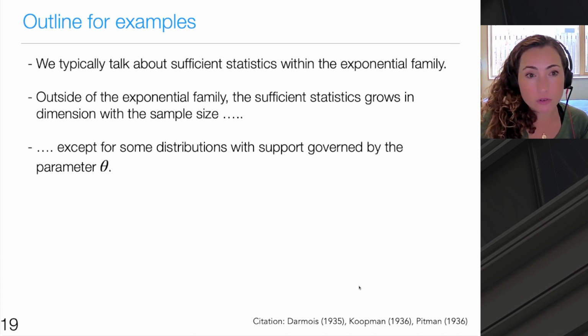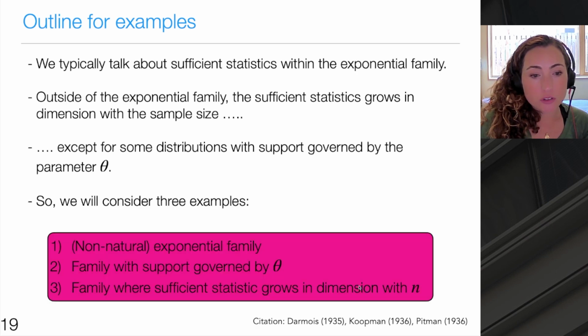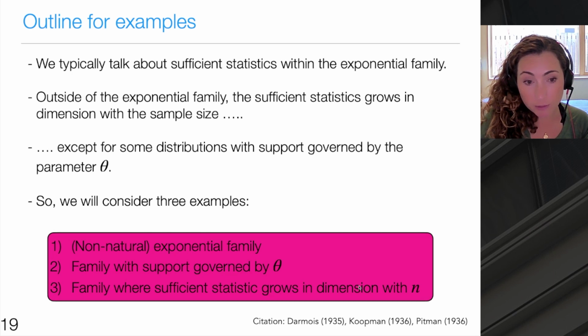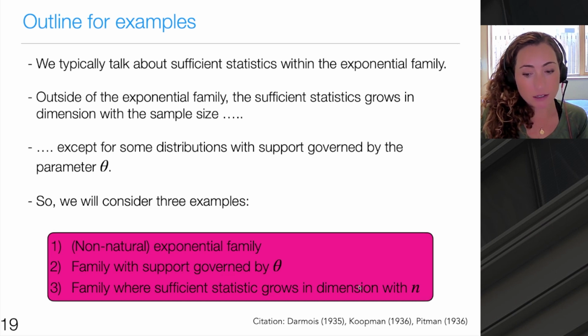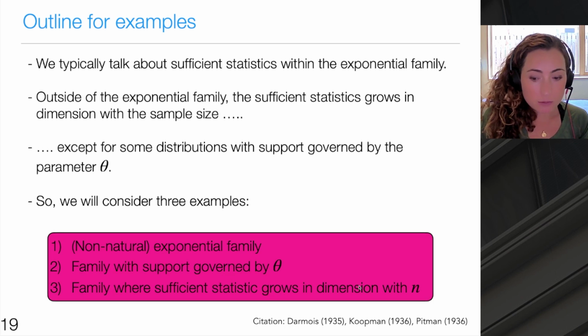So I'm going to use these results about sufficiency in and out of the exponential family to organize my examples, where I'm going to first show you an example of an exponential family that's not a natural exponential family. The Gaussian and Poisson were natural exponential families, but now we're going to look at a non-natural exponential family. And then I'm going to move outside of the exponential family, and I'll show you first an example of a family with support governed by theta, and then second, an example of a family where the sufficient statistic grows in dimension with n.